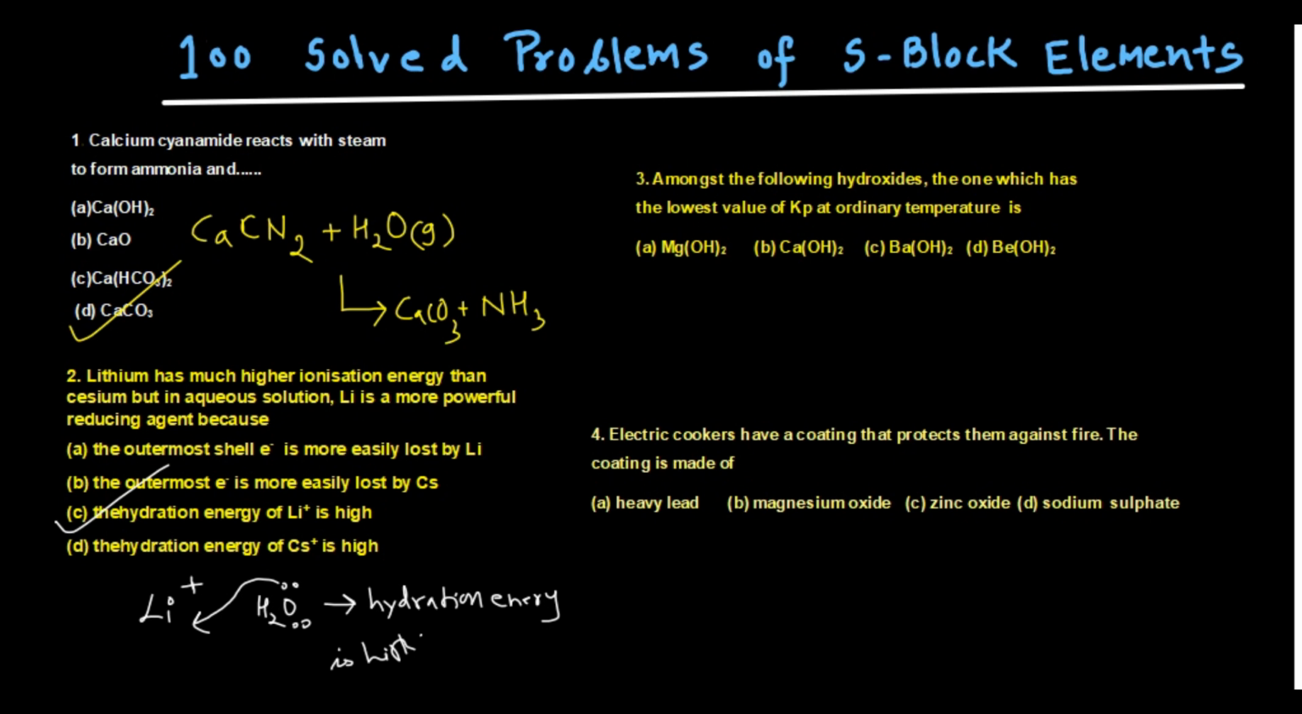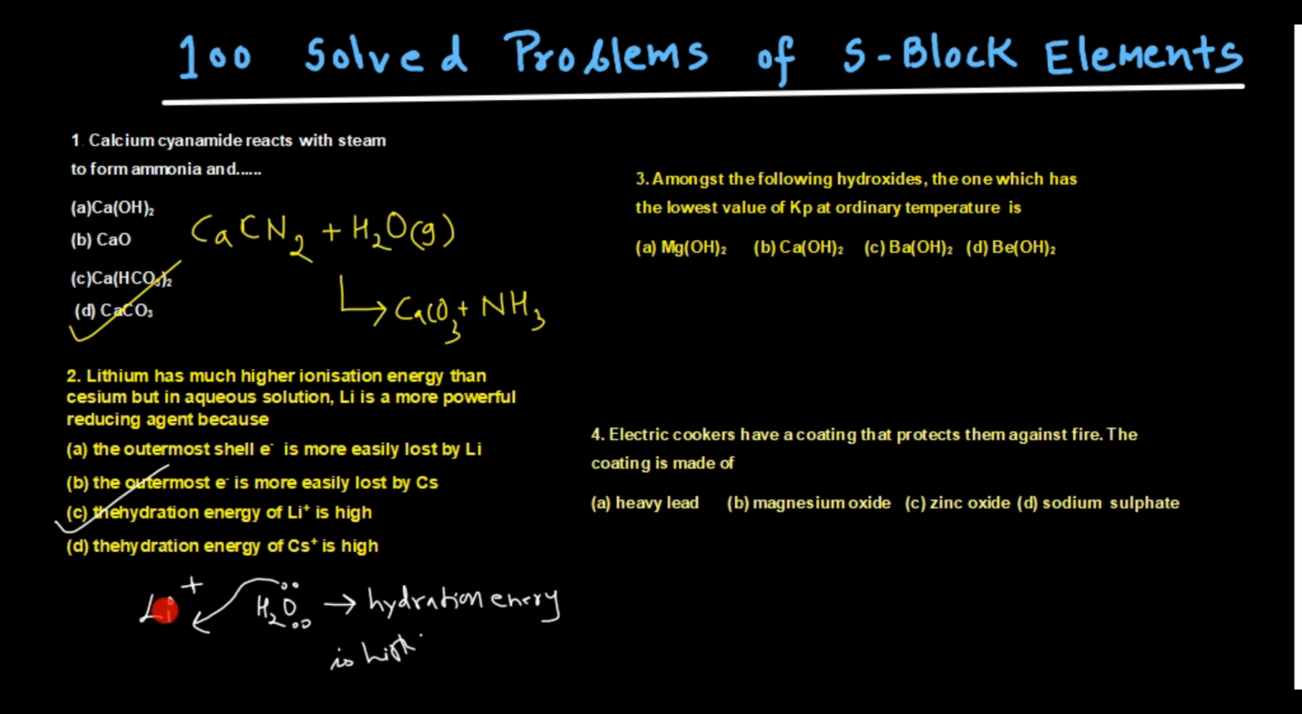When you are dissolving lithium in water, it produces Li positive ion, and this actually shows the reducing nature. What is the modern definition of reduction? Decrease in the oxidation number. And how can we decrease the oxidation number? Only by supplying the electron.